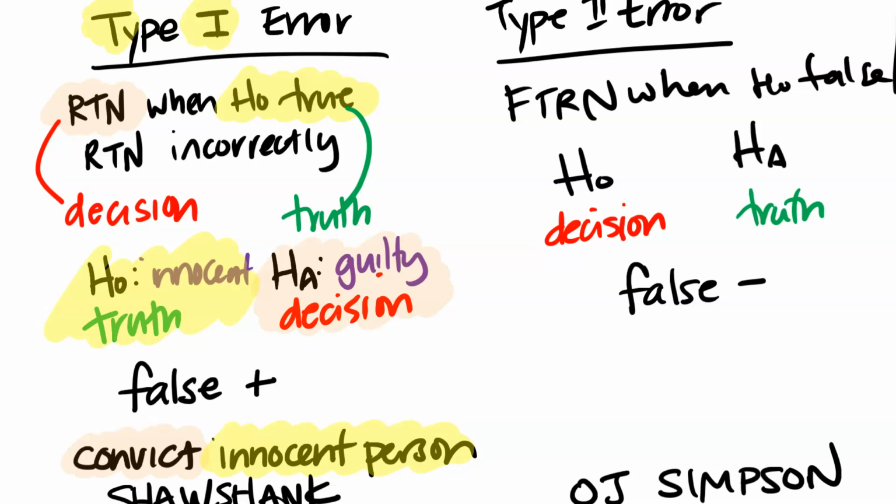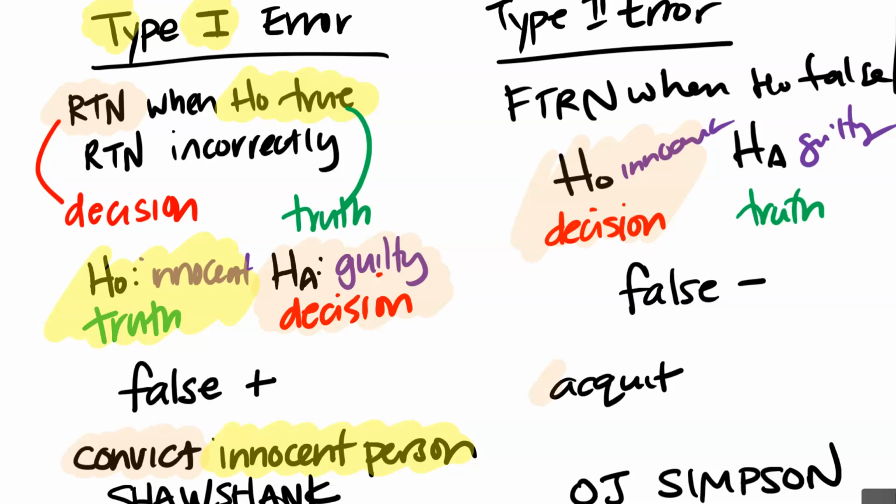So in the court case example, where we have our innocent and our guilty, this would be, again, decision is here. What do we do if someone is innocent? Well, we acquit them or we let them go. So we say acquit. There's our decision. And then what was the actual truth? A guilty person. So those are our two pieces.